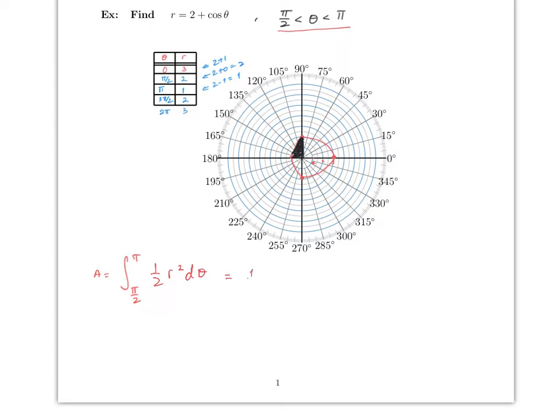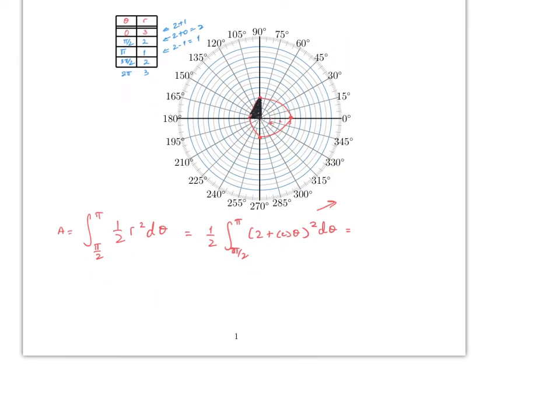So in our case, this will be 1/2 the integral from pi over 2 to pi of (2 plus cosine theta) squared d theta. If you expand this, you'll end up with 4 plus 4 cosine theta plus cosine squared theta. Okay. So in this case, this will be 1/2 the integral from pi over 2 to pi, and then this will be 4 plus 4 cosine theta plus cosine squared of theta, d theta, the whole thing.